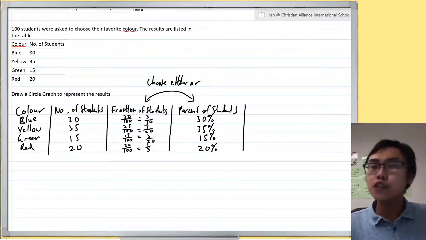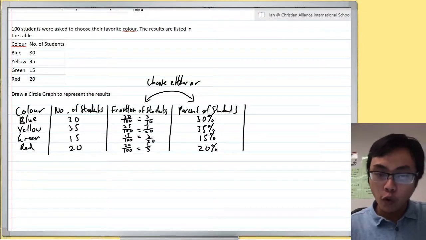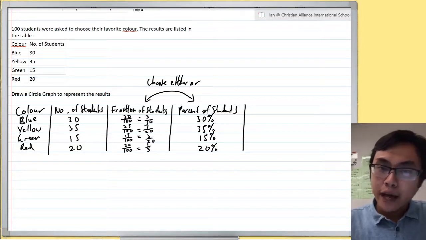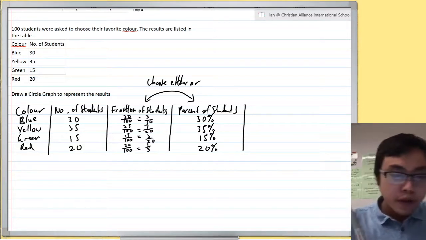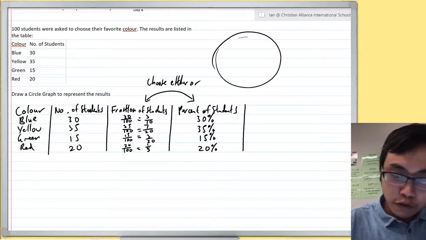If 80 students were surveyed, you have to divide by 80, and so on. Now that we know either the fraction of students or the percent of students, we're going to calculate the angle required. Now, remember in a circle, I'm going to quickly freehand draw a circle over here.